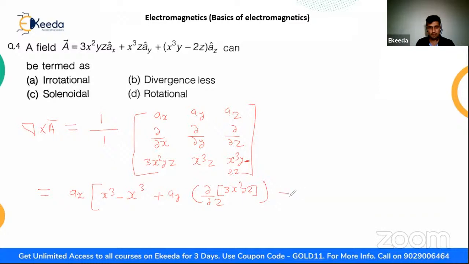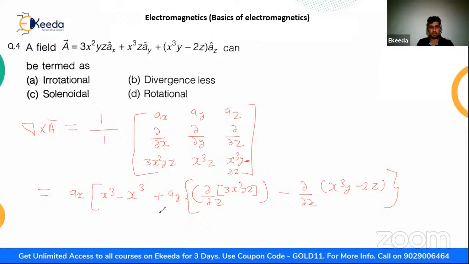Minus, let's take one more parenthesis, and this will be again del upon del x. What is this? x³y minus 2z. Okay. So if I'm taking plus y, del upon del z of this and del upon del x of this.